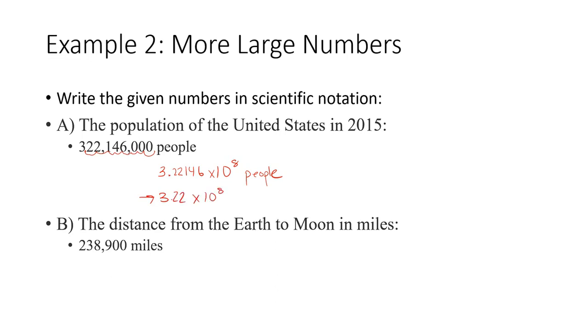To convert the distance from the Earth to the Moon in miles to scientific notation, our decimal point here at the end, we're just going to move 1, 2, 3, 4, 5 decimal places. 2.389 times 10 to the 5th miles.